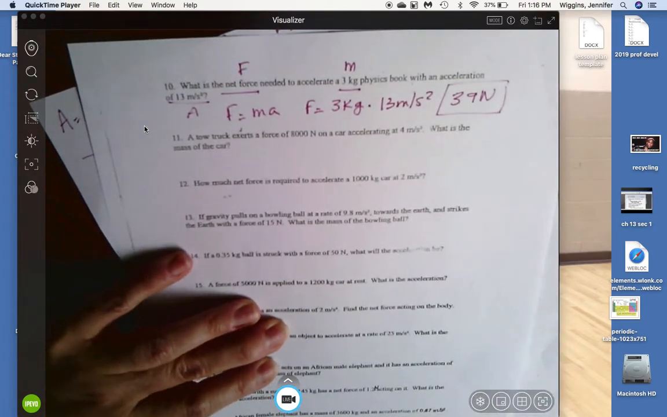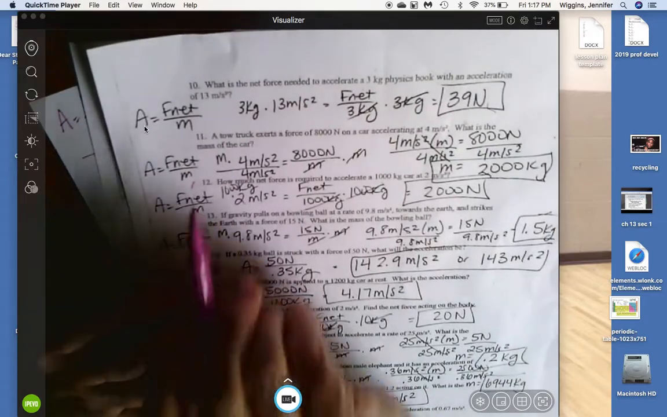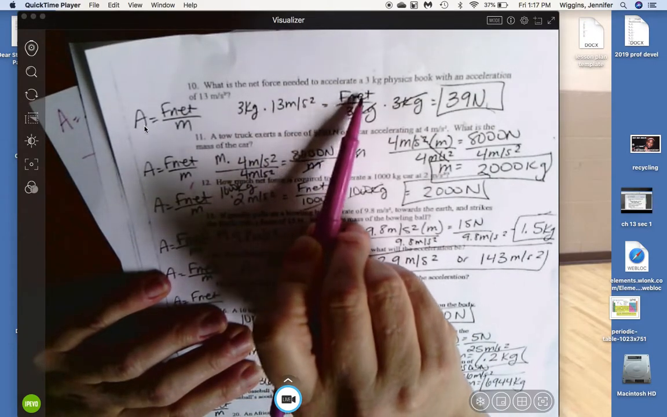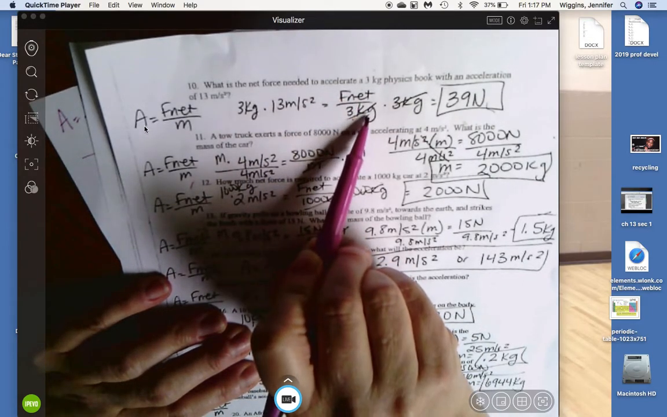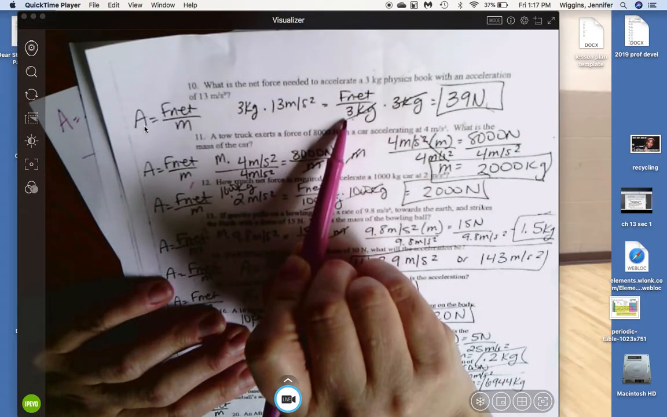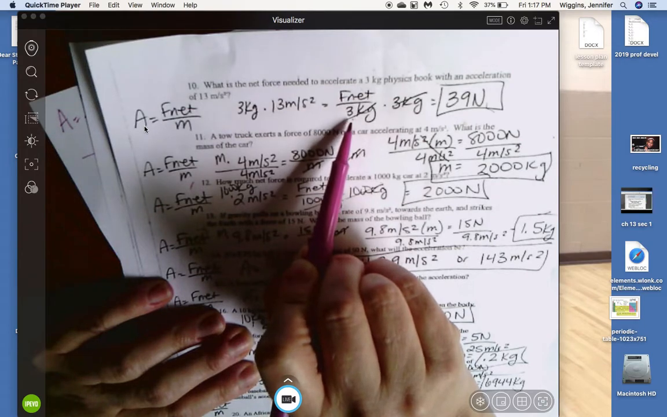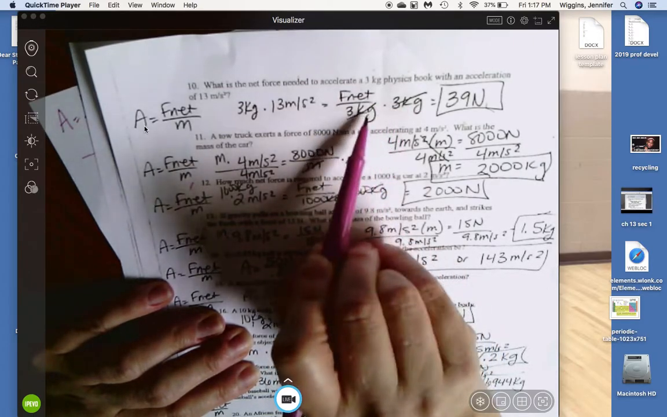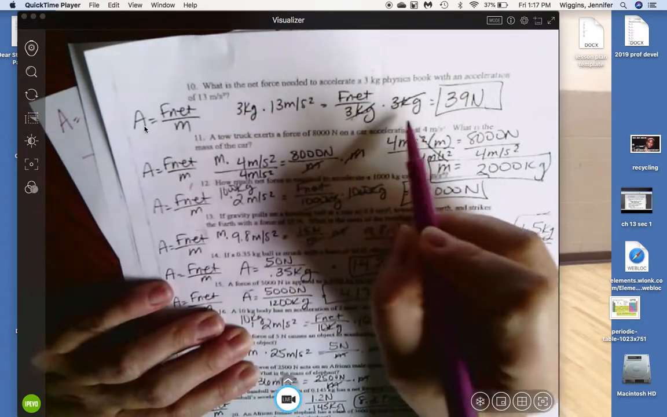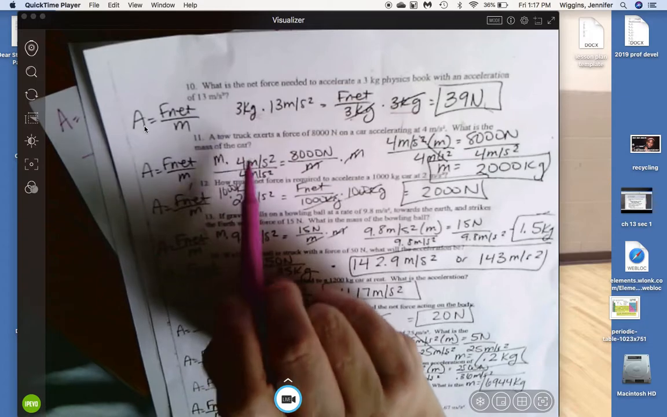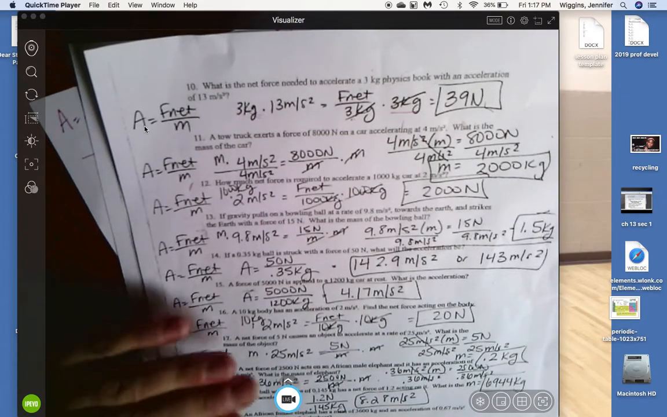Now, if you would have done it the other way, which is this formula, my force is what I'm looking for, my mass is 3 kilograms, and my acceleration is 13 meters per second squared. Then I would have had to solve for my force, so the way I do that is get rid of my denominator. This is division, so do the opposite, multiply, and you have to do it to both sides. Those cancel out, because that would be basically over 1, and then you just multiply. So that's why I think if you're looking for force, the other formula is a little easier.